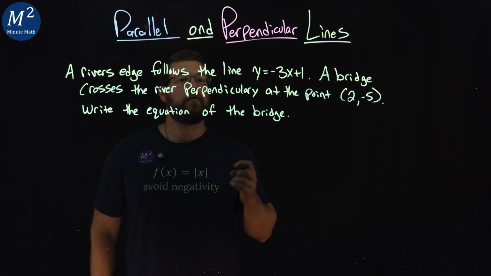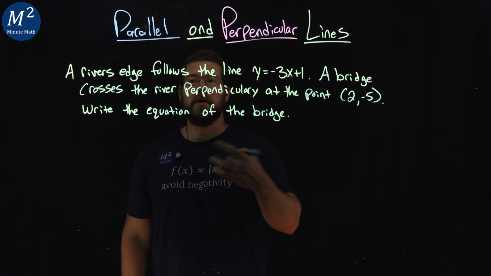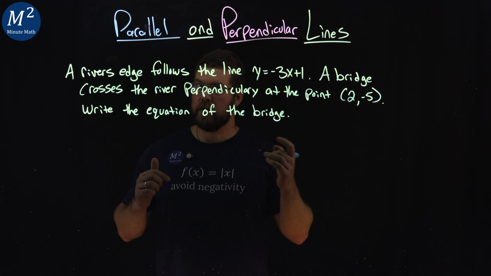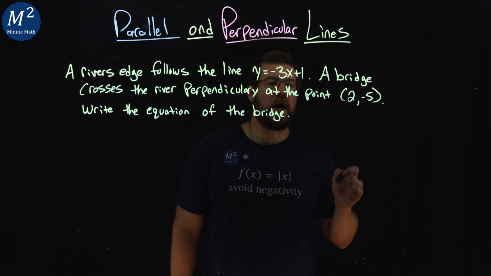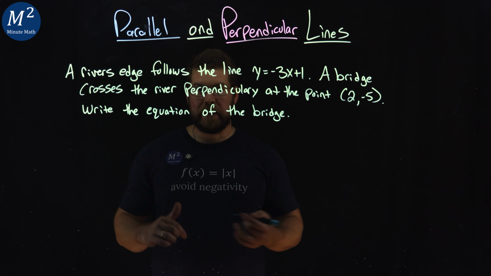A river's edge follows the line y equals negative 3x plus 1. A bridge crosses the river perpendicularly at the point 2, negative 5. Write the equation of the bridge.